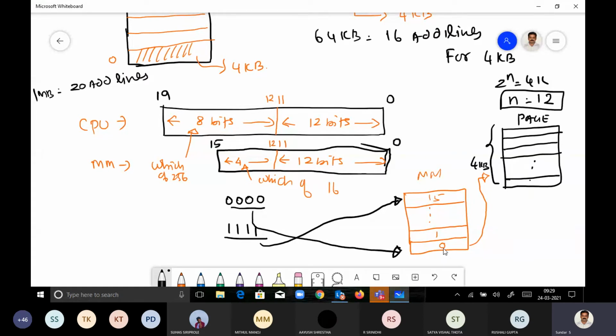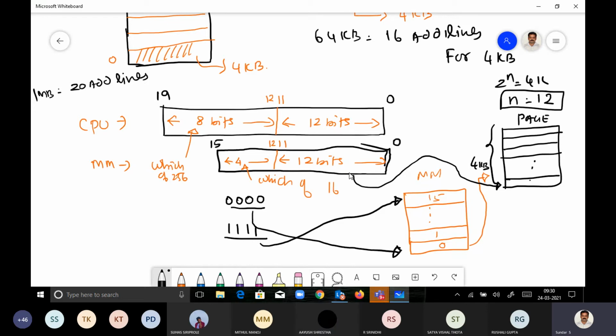Within the page we have 4 kilobytes. At a time we can access only one location of the page. So these 12 bits decide which one of these 4 kilobytes. That's called the page offset. Within the page, 4,000 locations are there. So which of these 4,000 locations can we access? That information we get from there. I hope I have now clarified the point.